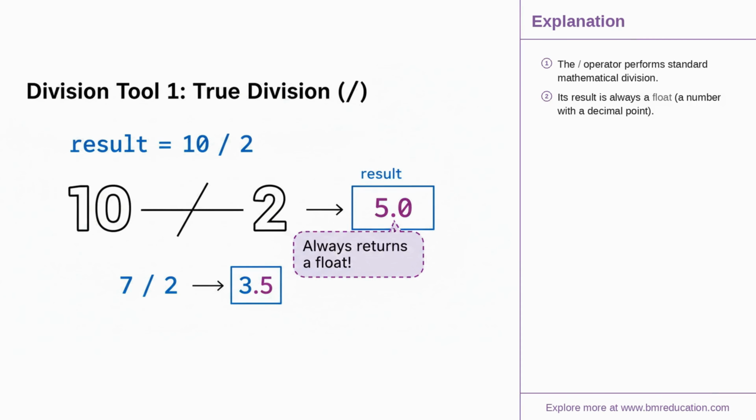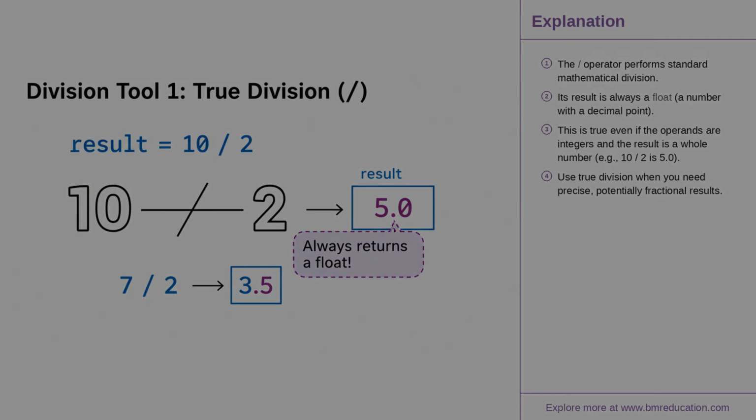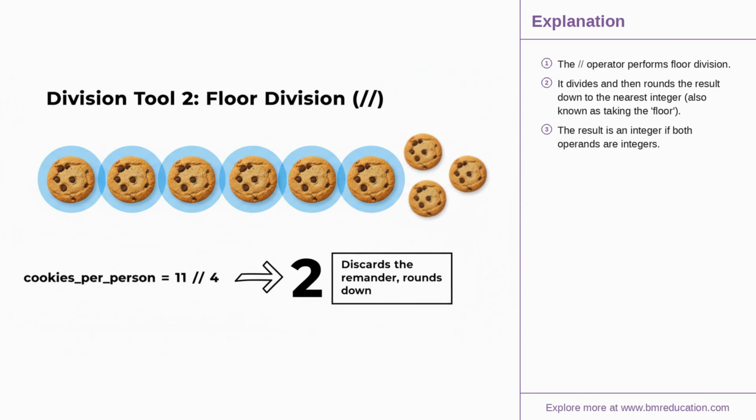True division, using a single /, works just like a standard calculator. It performs the division and always returns a floating point number, a number with a decimal point, even if the division results in a whole number. This ensures mathematical precision. But what if you don't want the decimal part?